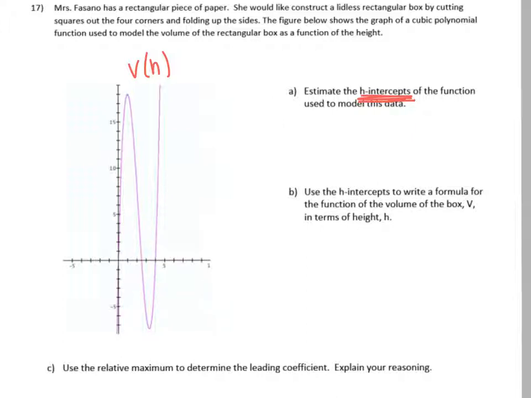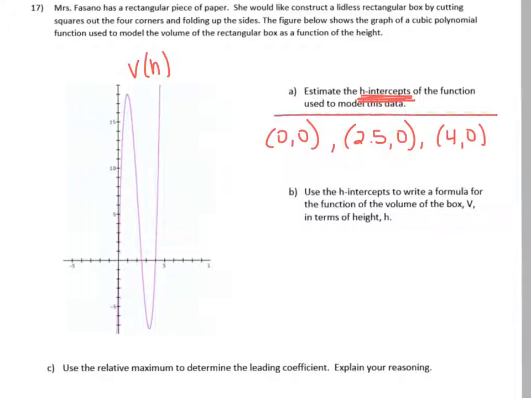We have (0, 0). We have (2.5, 0). And we have (4, 0). Okay, we'll just box that off.